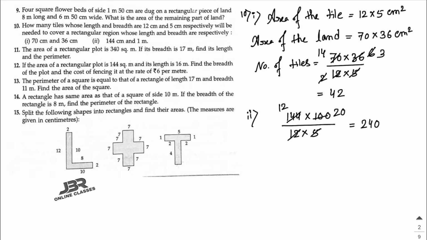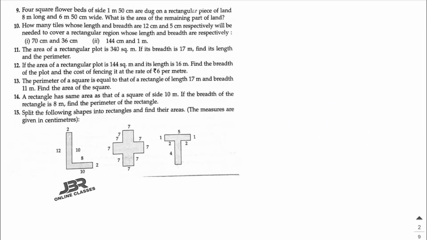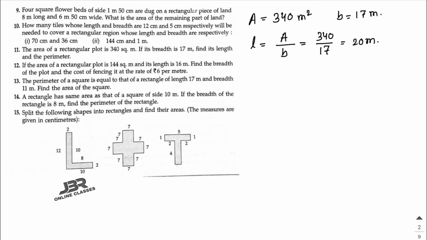Now next one, sum number 11. Here the area of the rectangular plot is 340 meter square. The breadth is equal to 17 meter, so length is equal to area by breadth, that means 340 by 17, that is equal to 20 meter. That is your first answer.